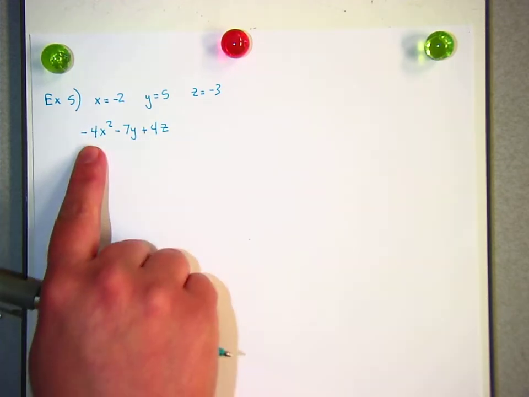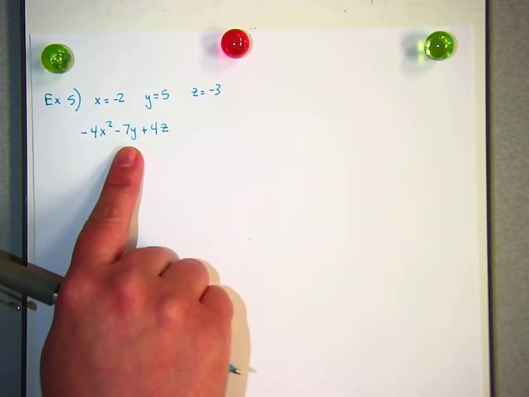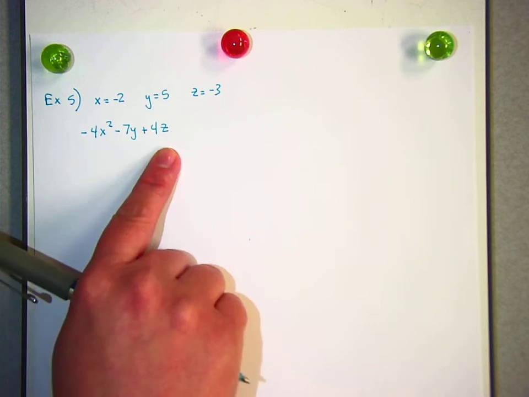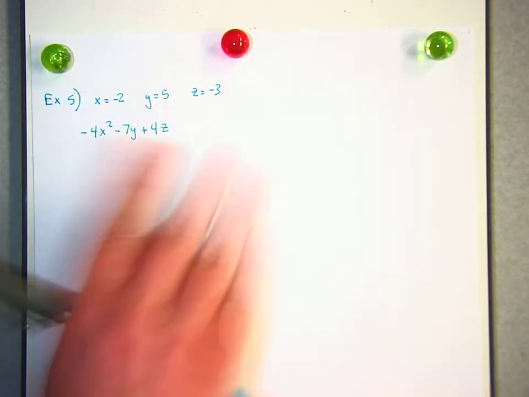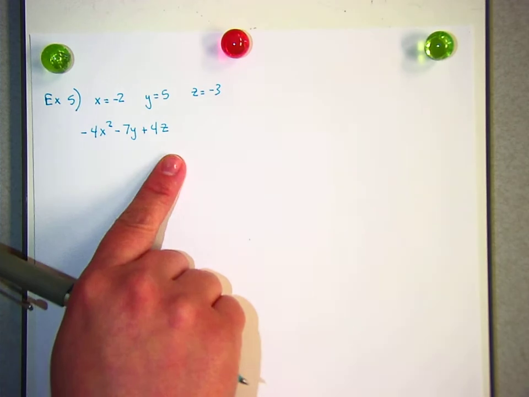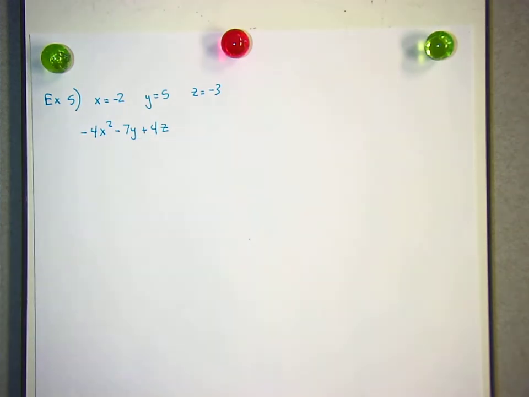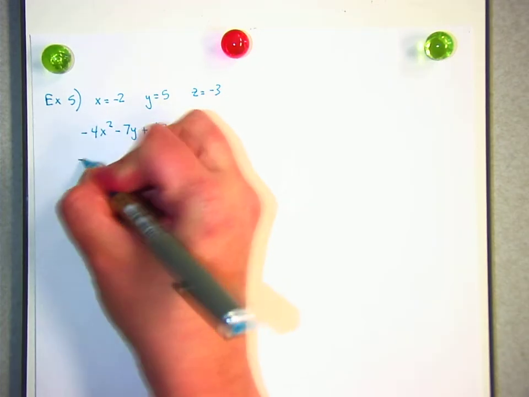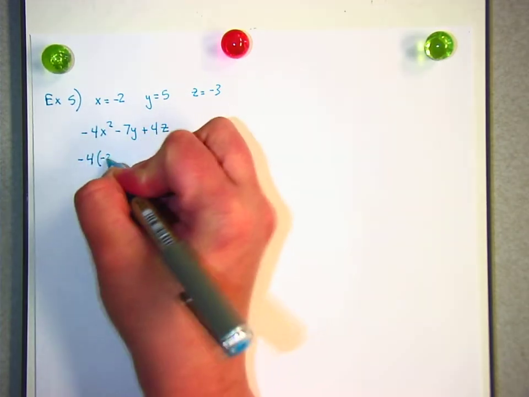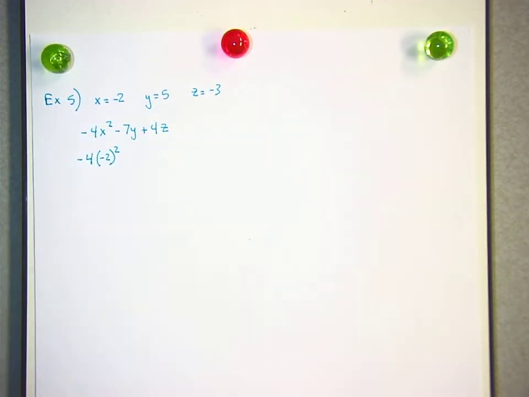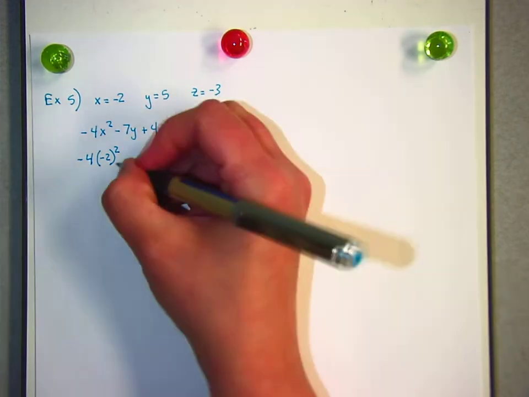If this was like -4z minus 7z plus 4z, I could put them all together because they're all z's, but one's an x squared, one's a y, one's a z, so that doesn't work out. Okay, so if I start plugging stuff in here, this is going to be -2 in place of the x. Notice that the x is completely gone. I'm replacing the variable with the number.